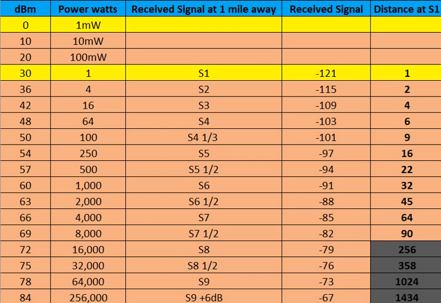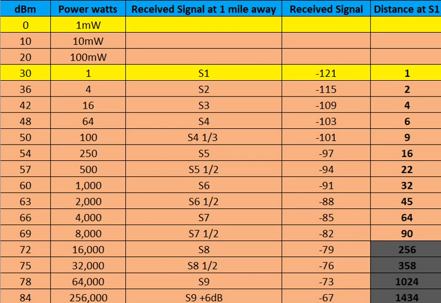And in my chart, what I did was I put this together as a kind of theoretical idea where, let's say I am 1 mile away, and me running 1 watt, my signal received at the other end a mile away is S1. That's my reference point. So what happens if I increase the power, or what does it take to increase my signal strength, how much power does it take to get the signal to S2? So that's what the middle of this chart is, received signal at 1 mile away.